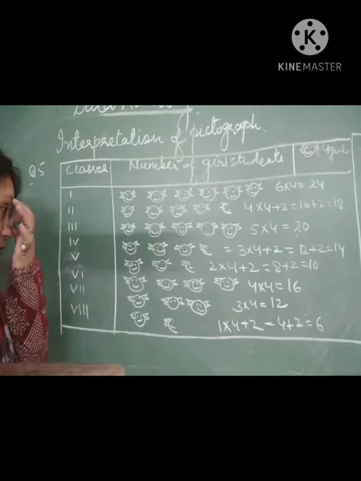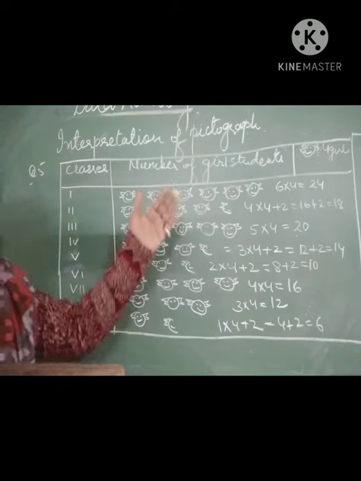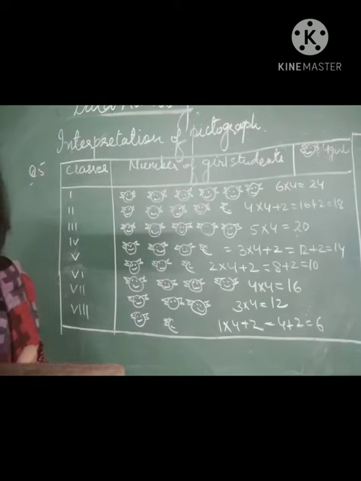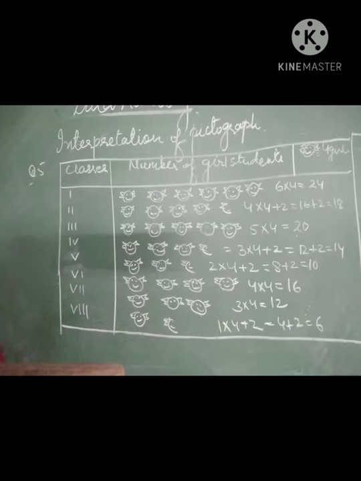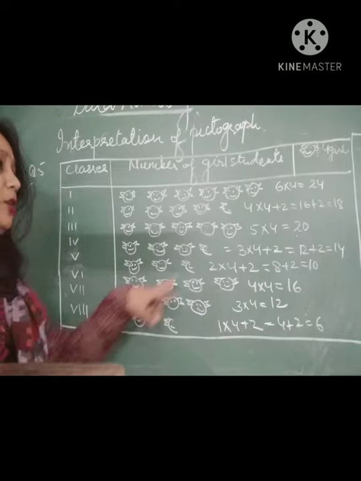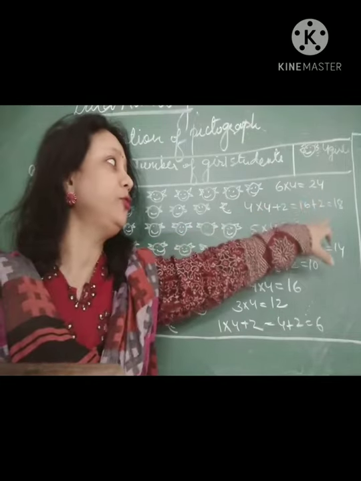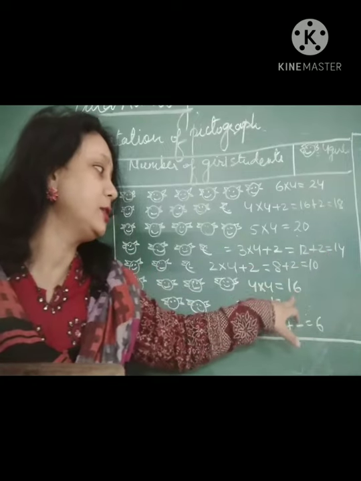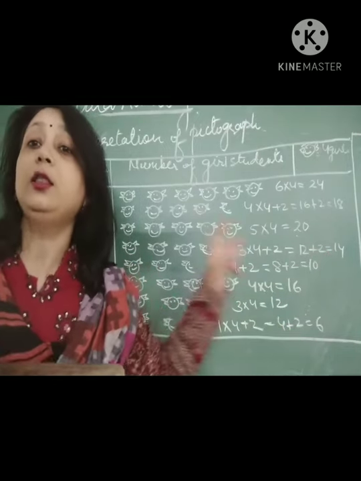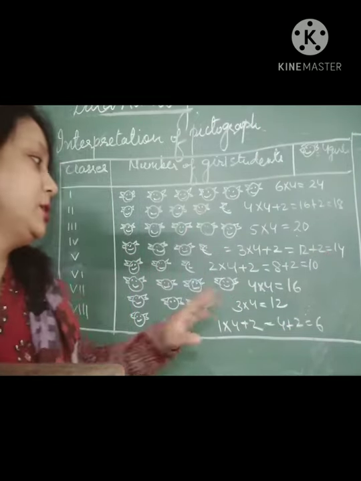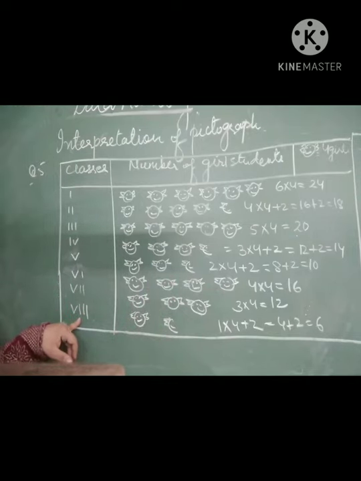So what we have got here is the number of girl students in different classes. Now we have to answer some questions. Which class has the minimum number of girl students? Here we have to find the minimum among 24, 18, 20, 14, 10, 16, 12 and 6. The minimum number of girl students is 6. In which class? In class 8.